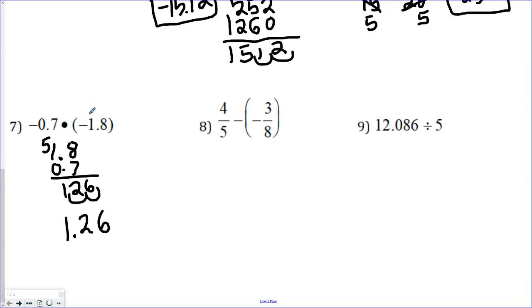Well, in this case, the signs agree. One's negative, the other negative. So in this case, my answer is going to be a positive 1.26 because my signs agree.